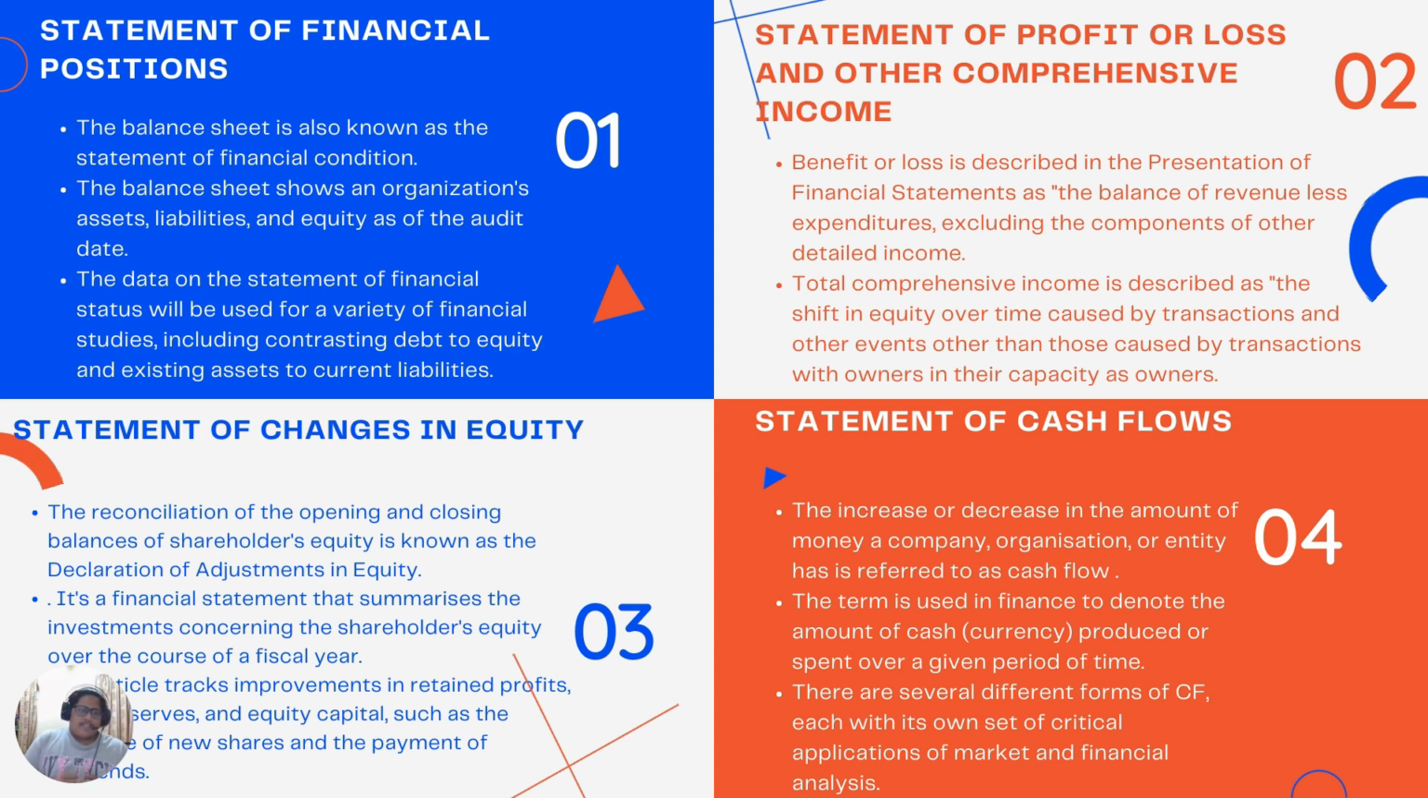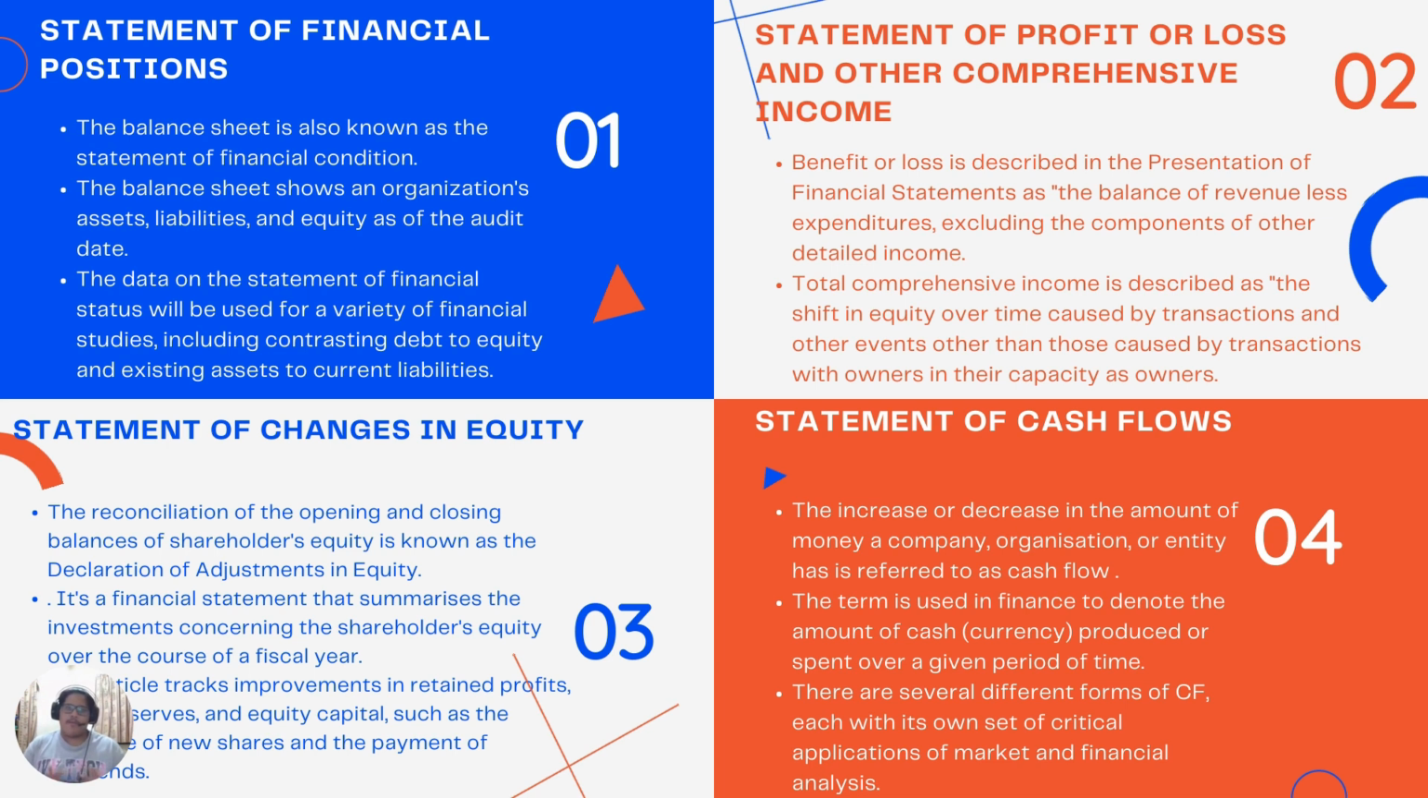The balance sheet is also known as the statement of financial condition. The balance sheet shows an organization's assets, liabilities, and equity as of the audit date. The important things in the statement of financial position are the assets, liabilities, and equity. This is very important; they must be in the statement of financial position.